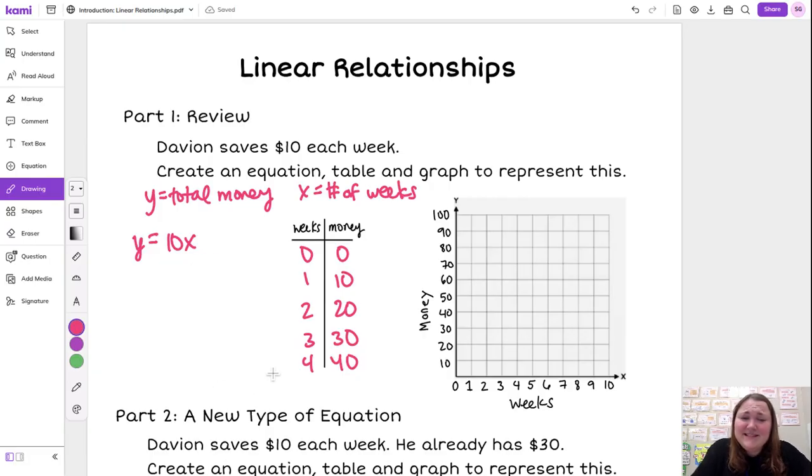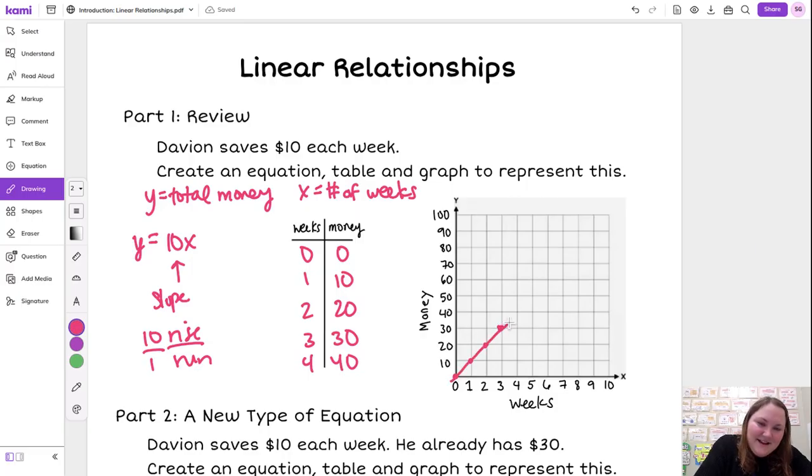We also learned that in order to create this equation, you can use your table or what we know about slope. If 10 is my slope, that means my line is going up 10 and over 1. And so on this graph, we're starting at $0 for 0 weeks. After 1 week, I'm going to go up to $10, 2 weeks, $20, 3 weeks, $30, and we get this straight line right here. This is what we've learned in past lessons.